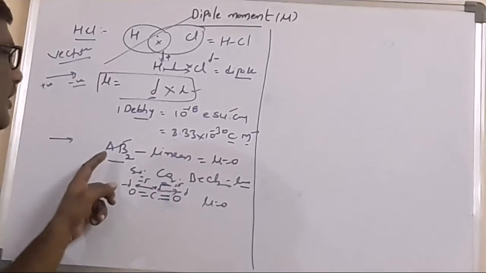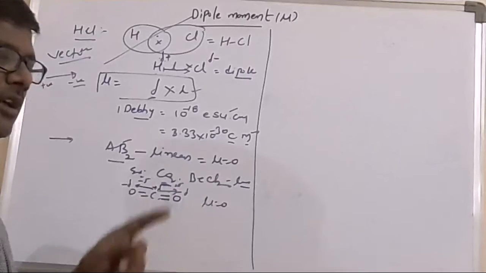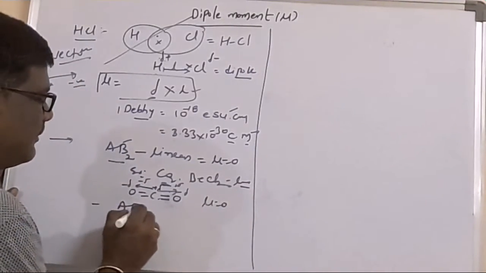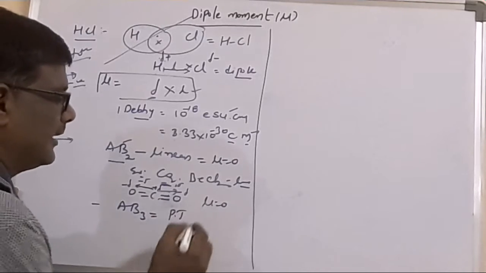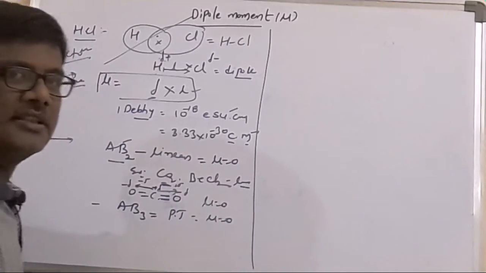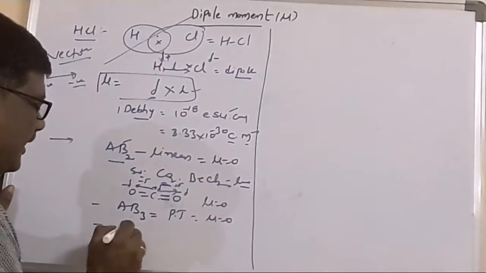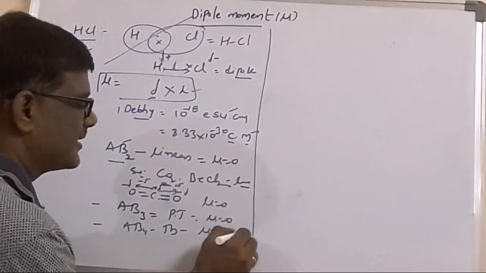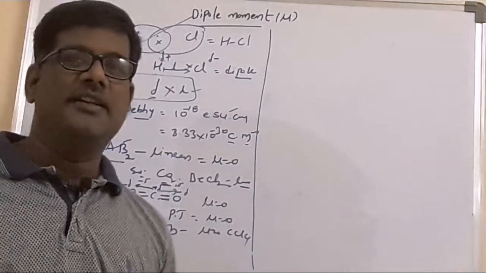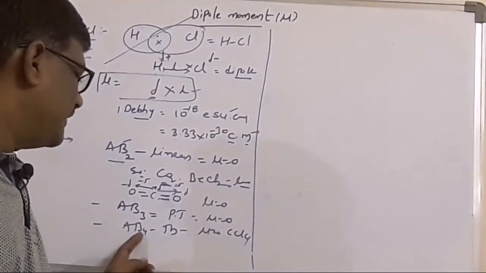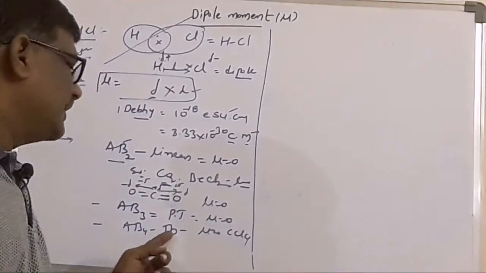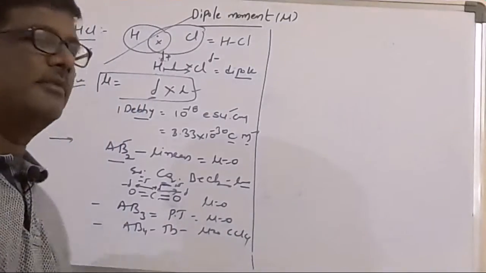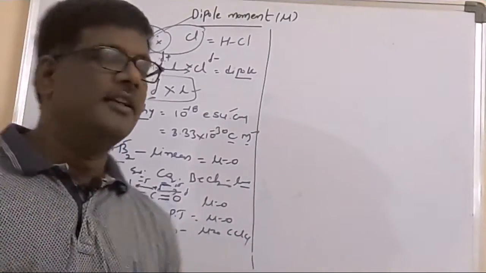That's why any AB2 molecule with a linear structure has dipole moment equal to 0. Number 3, an AB3 molecule with a planar triangle structure, then mu is equal to 0. BCl3 and BF3 are examples. An AB4 molecule with a tetrahedral structure has mu equal to 0. The best examples are CCl4 and methane, which have sp3 hybridization, AB4, tetrahedral in nature. They have 0 because the dipoles are equal and opposite, just like carbon dioxide, so ultimately mu will be equal to 0.